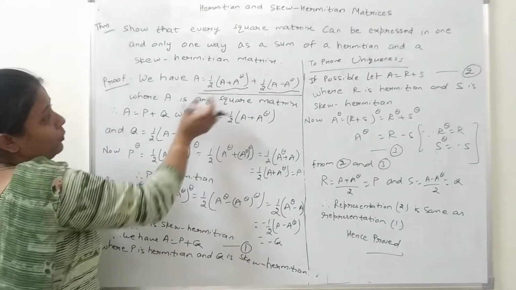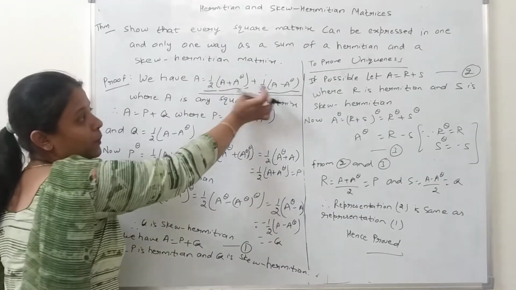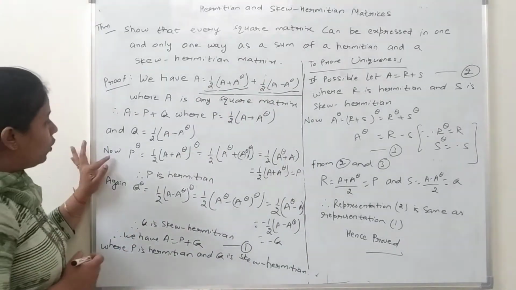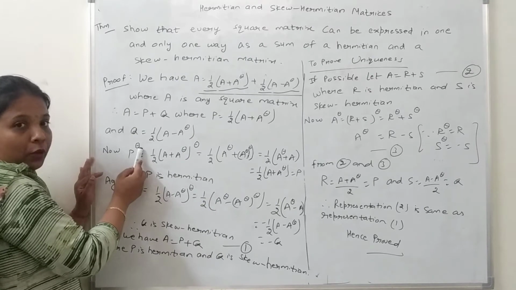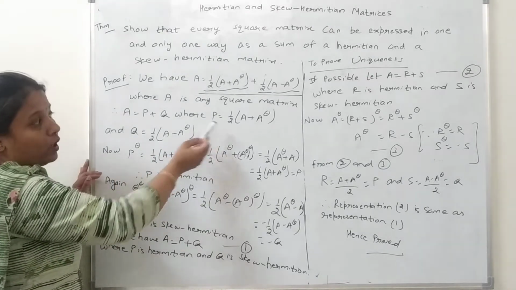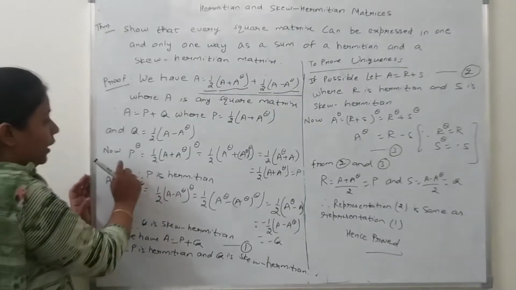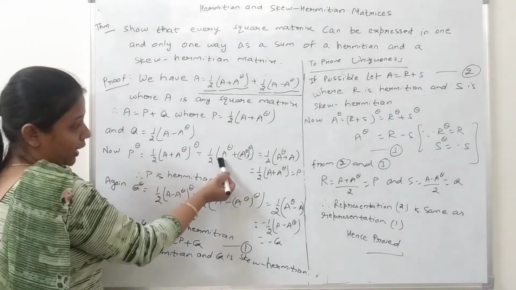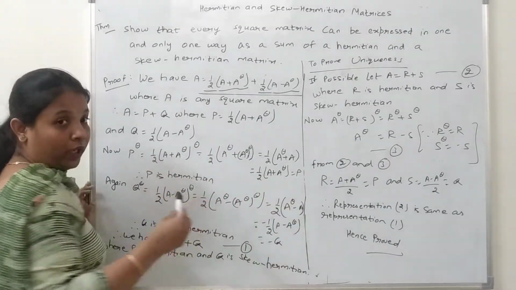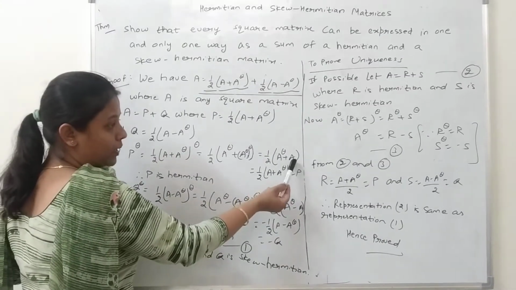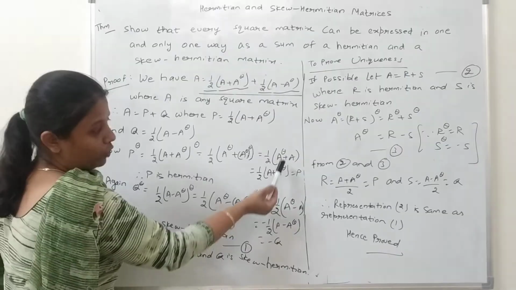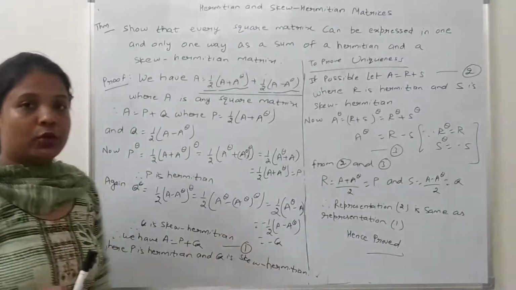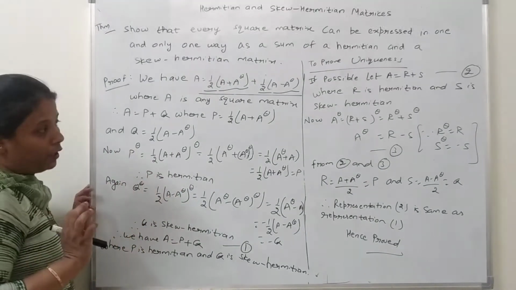Now, because we have represented A as a sum of two matrices P and Q, we have to prove that the first is a Hermitian matrix and the second is a skew Hermitian matrix. I take P theta because I have to prove P is Hermitian, that is, P theta equals P. P theta is half (A plus A theta) theta. Taking theta inside, we get A theta plus A theta of theta, and you know that A theta of theta is A. So half (A theta plus A) becomes half (A plus A theta), which is P. So we have proved P theta equals P. Therefore, P is a Hermitian matrix.